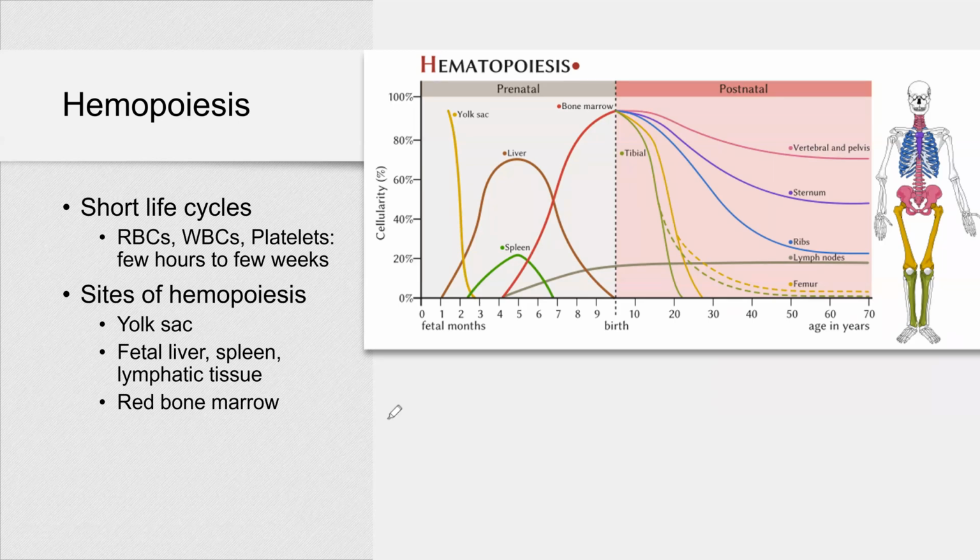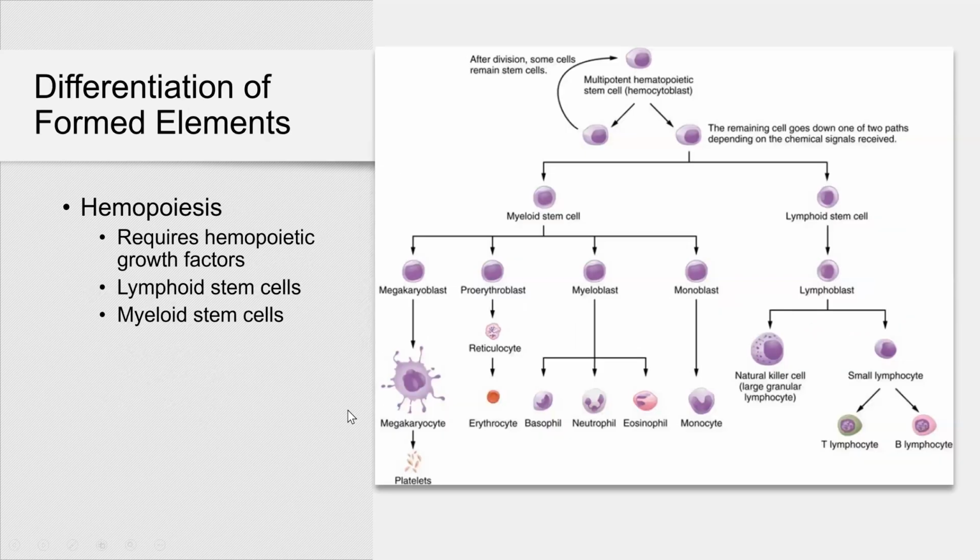Okay. So it says over here, site of hematopoiesis: yolk sac in the first couple months, then fetal liver, spleen, lymphatic tissue, and red bone marrow. And then we continue production in red bone marrow and lymph nodes. We have maturation of lymphocytes, not production, but maturation.